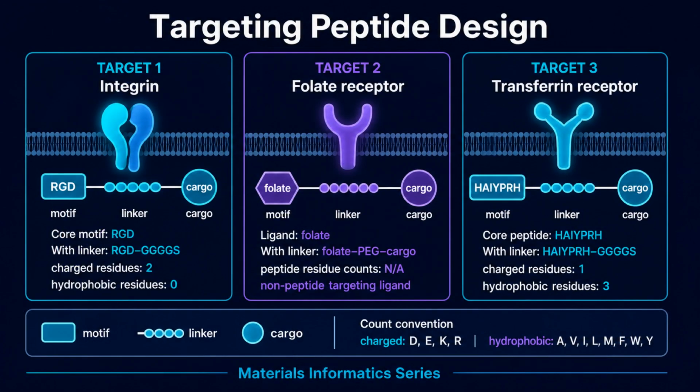Targeting peptides direct drug carriers to specific cells. RGD tripeptide binds integrins overexpressed on tumor cells. Folate receptors are normally targeted by attaching folic acid itself to the carrier, rather than by a peptide motif. Transferrin receptor ligands enable brain delivery. We design targeting peptides by combining core motifs with flexible glycine-serine linkers, then evaluate physicochemical properties like charge and hydrophobicity.